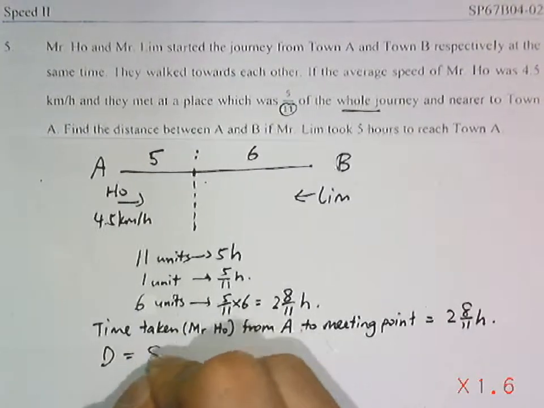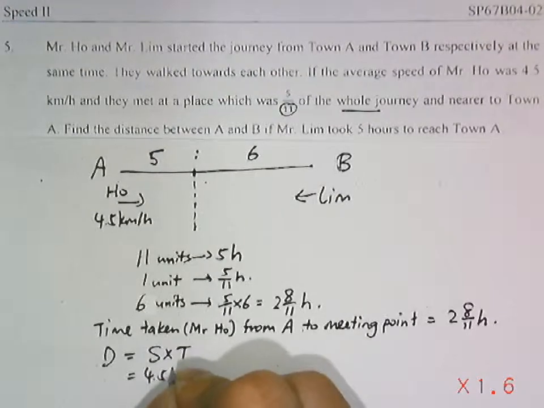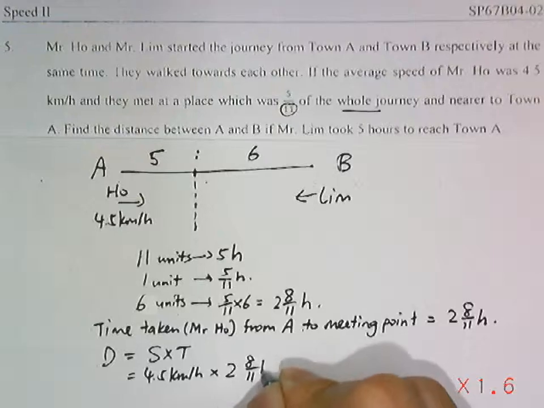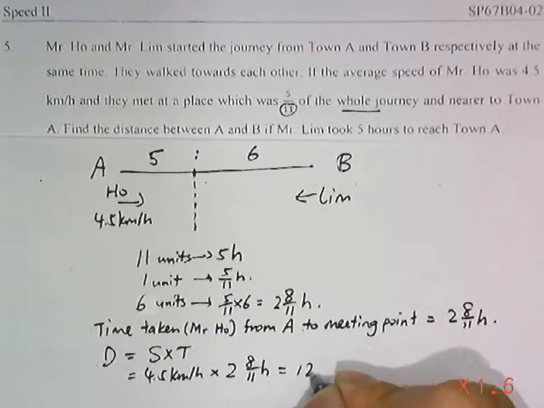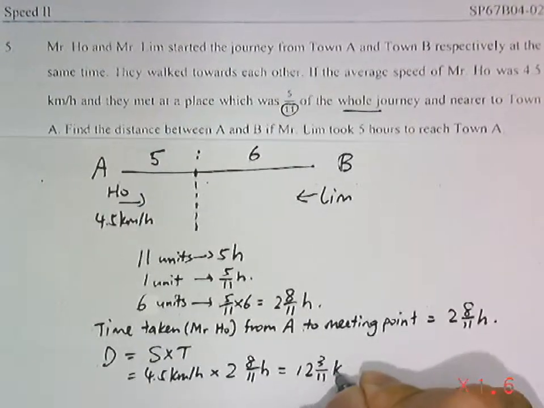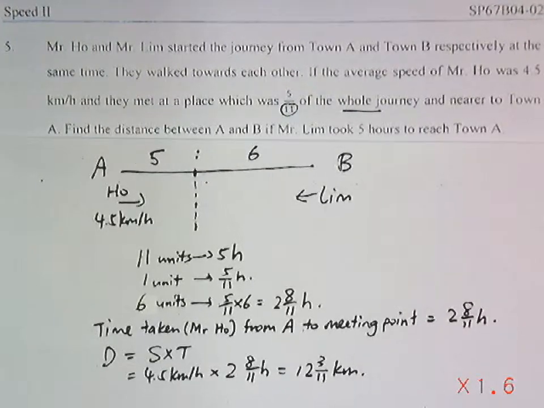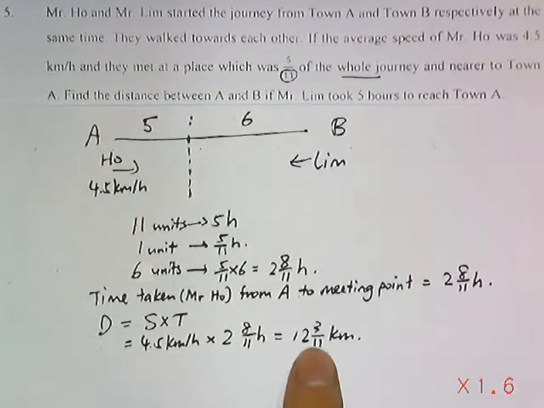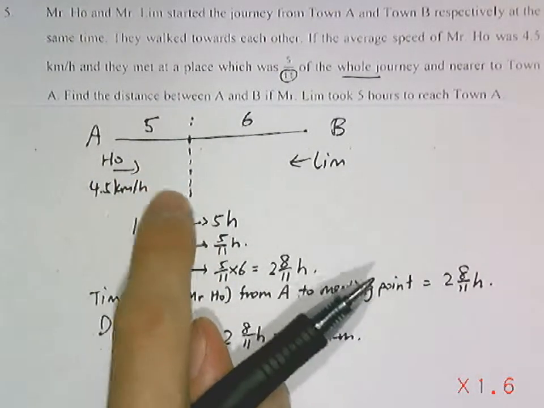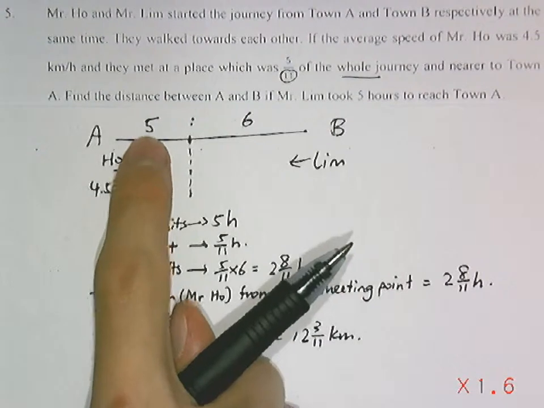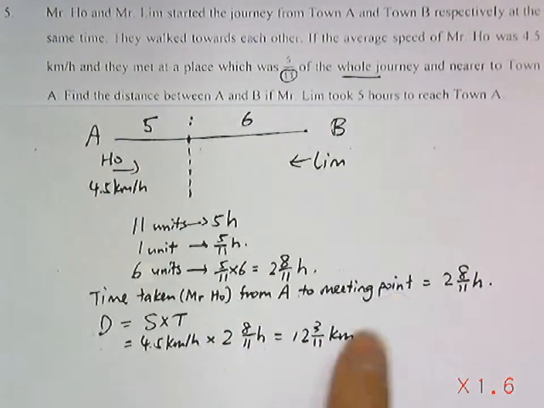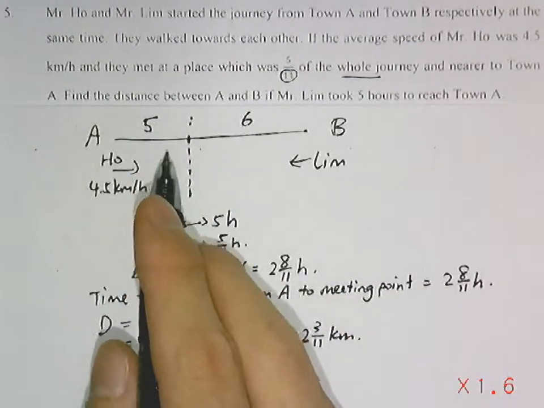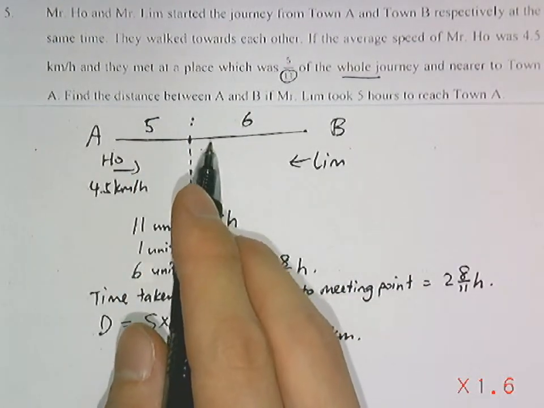Then we can find the distance, speed times time: 4.5 kilometers per hour times 2 and 8 over 11 hours gives us 12 and 3 over 11 km. Now, since we know 12 and 3 over 11 is this gap, traveled by Mr. Ho from town A to the meeting point, and this takes up 5 units, so it's 5 out of 11 of the whole journey.